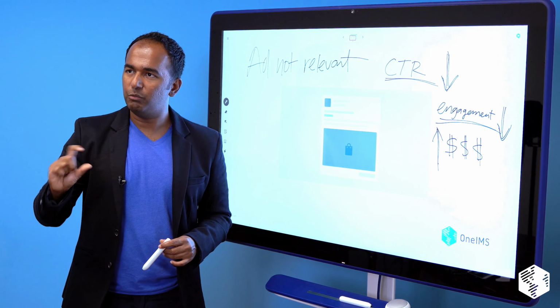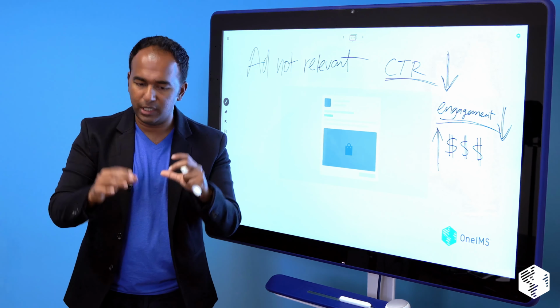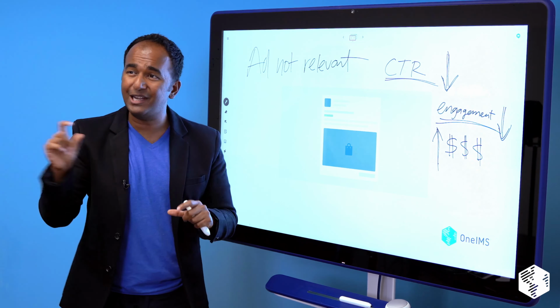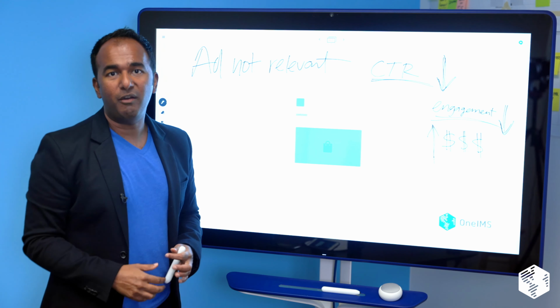So get that relevancy score higher, get more micro-targeted, not just targeted, micro-targeted. And even in the ad copy, say, hey, skydiving fan, this is what we're offering right now.